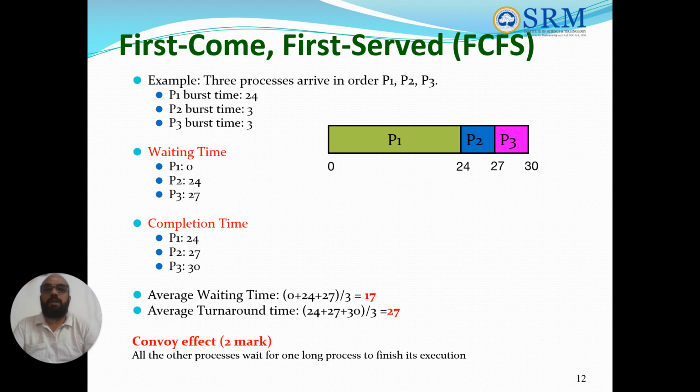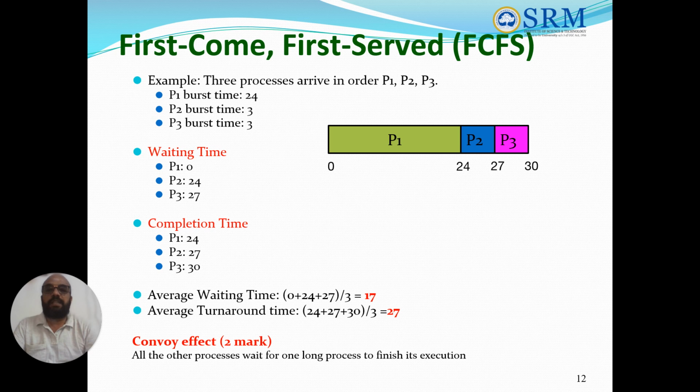P1 starts its execution at time 0 and completes at 24. Followed by the second process, P2 starts its execution and completes by 27, which is 24 plus 3, where 3 is the burst time of P2. Finally, P3 starts its execution from 27, its burst time is 3, and it completes by 30. So the waiting time of P1 is 0, the waiting time of P2 is 24, and of P3 is 27.